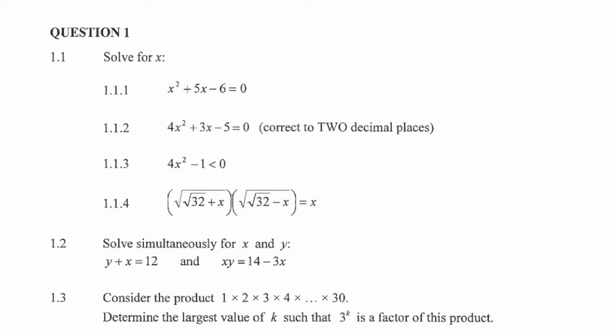All right, question 1.1, we are supposed to solve for x, and 1.1.1, we have a quadratic equation. And so we have x squared plus 5x minus 6 equal to 0. So here we are supposed to solve for x, and we will use one of the three methods of solving for x when we have a quadratic equation.